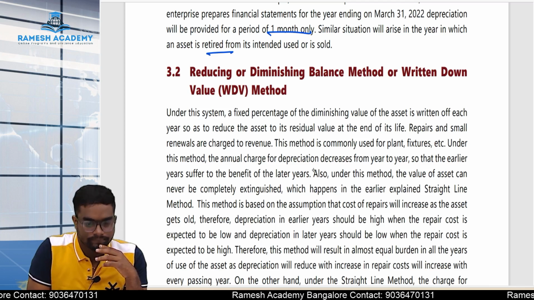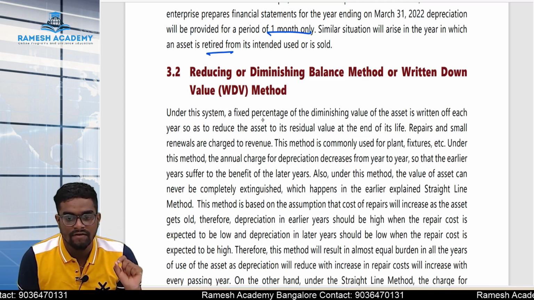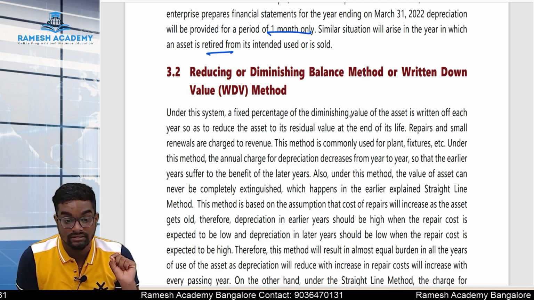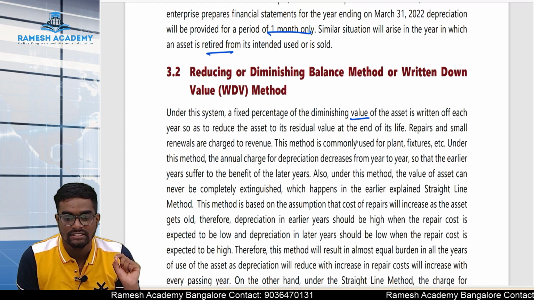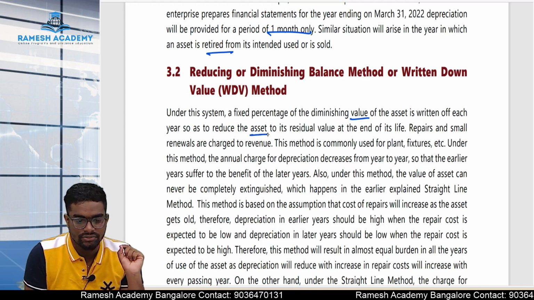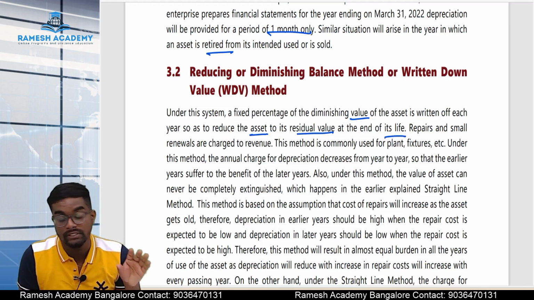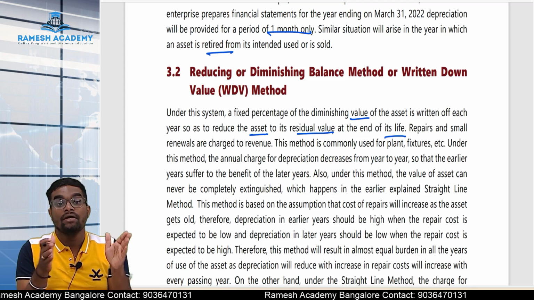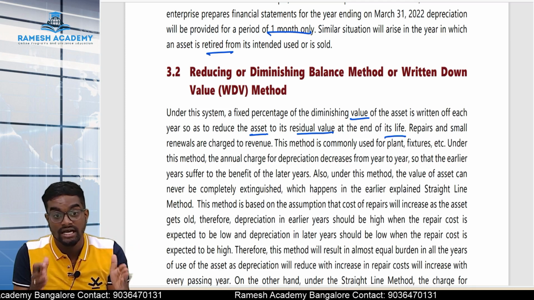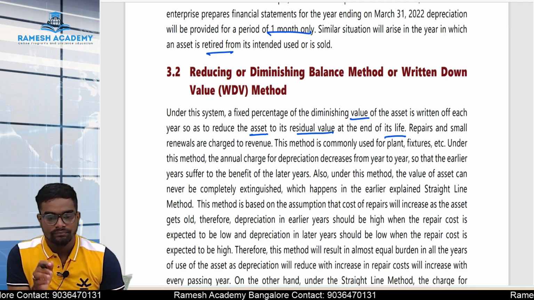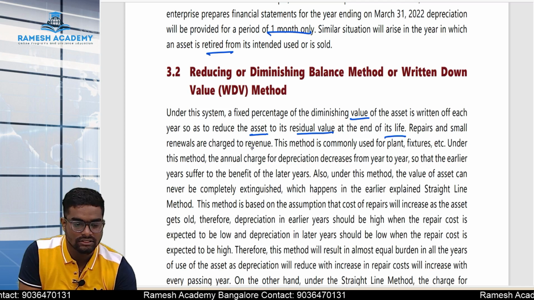Okay. Under this system, a fixed percentage of depreciation of diminishing value of the asset is written off each year so as to reduce the asset to its residual value at the end of its useful life. So obviously the total depreciation charge would be cost of the asset minus the residual value. Okay. Repairs and small renewals are charged to revenue.